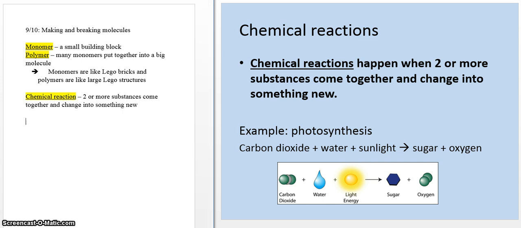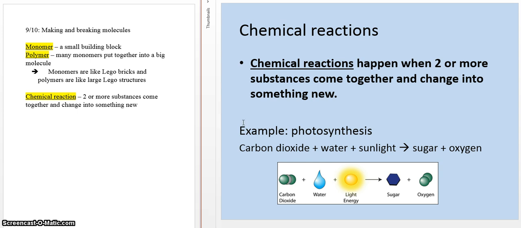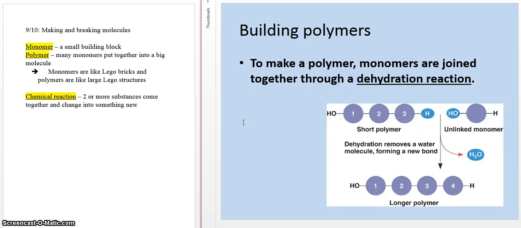So when we're going to talk in a second about making and breaking molecules, making and breaking monomers and polymers, we're talking about a chemical reaction. If you have a bunch of monomers, a bunch of the little Lego blocks, and you want to put them together to make a bigger polymer, you would do something called a dehydration reaction.